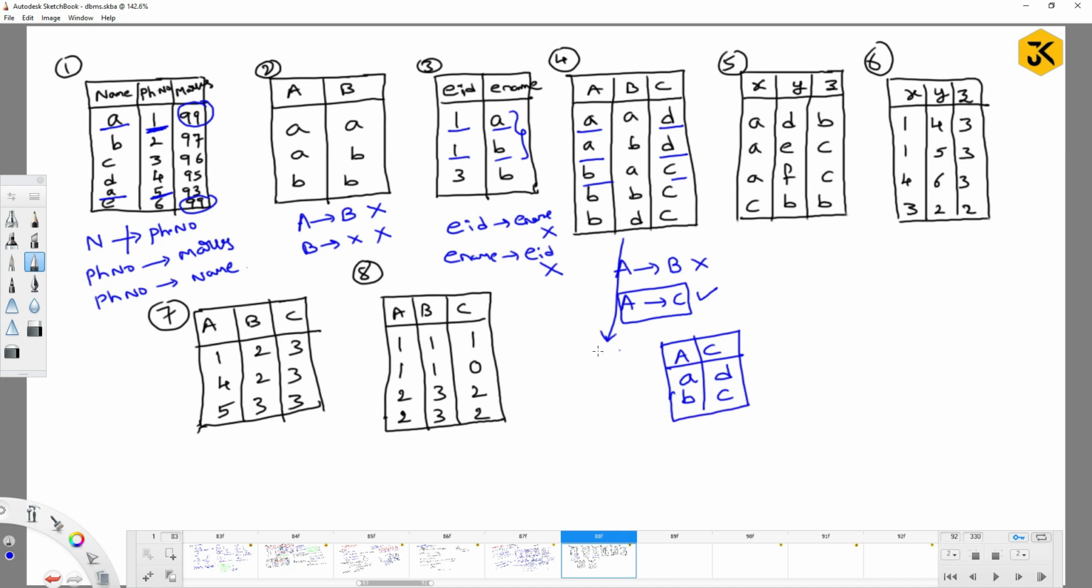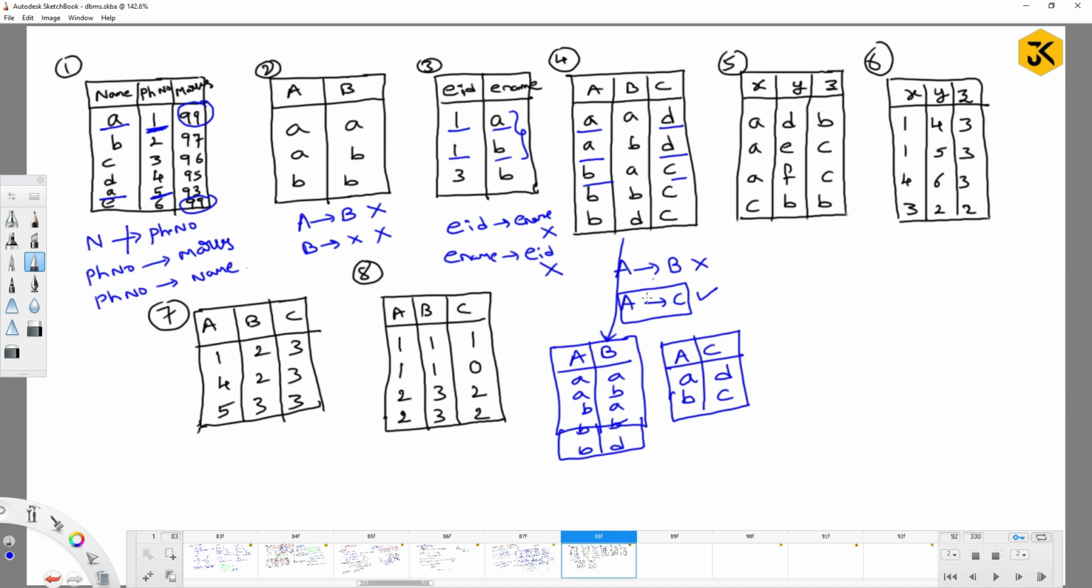Right? Similarly, what about the existing table? It contains all the values, right? One is A, another one is B. AA, AB, BA, BB and BD. Right? At least we have to remove some kind of redundancy or not. So that is the advantage of functional dependency, right?